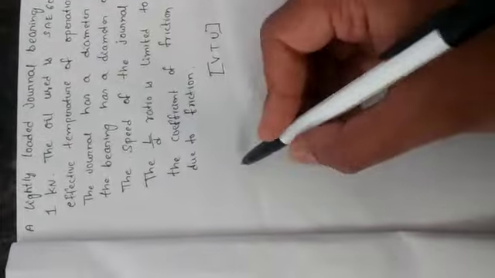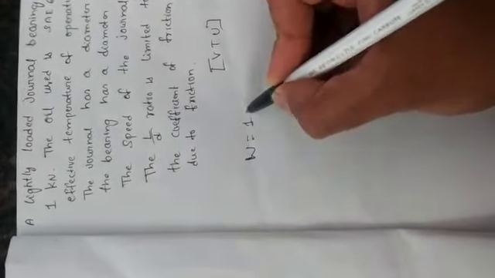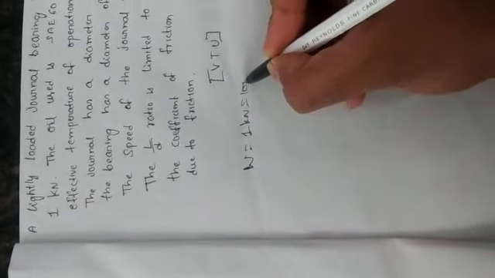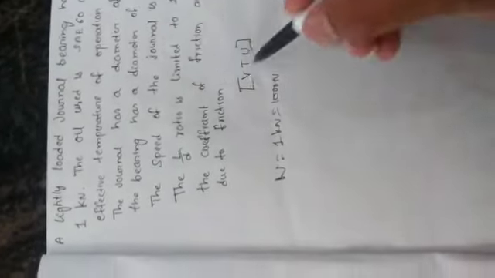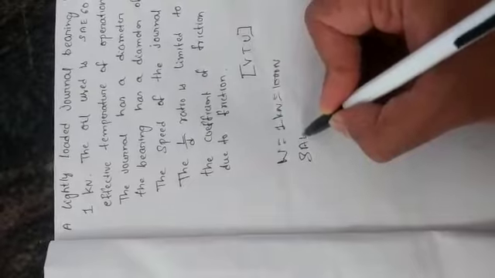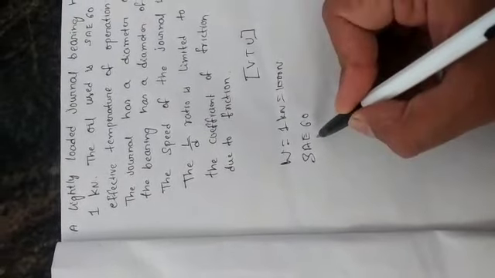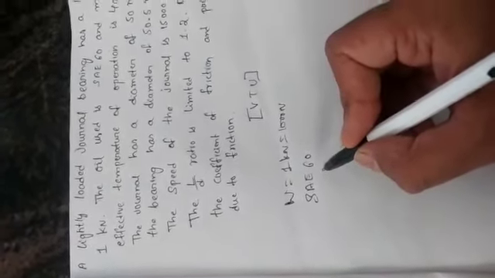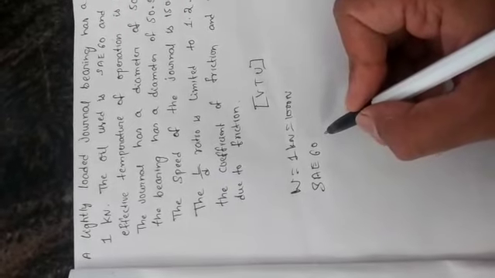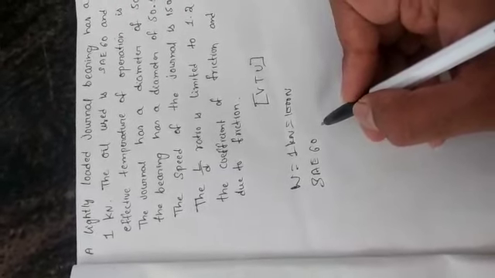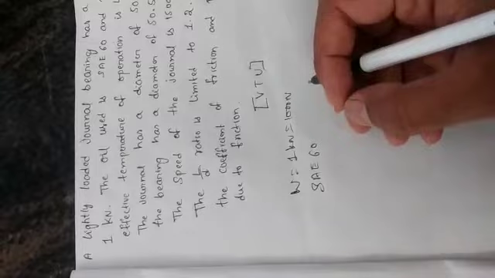So capital W is given. W is equal to 1 kilonewton, so 1000 Newton. And the oil used is SAE 60. So from table 24.1 we will get the type of oil, whether it is A, B, C, right? With the help of that oil type and operating temperature we can get the viscosity.